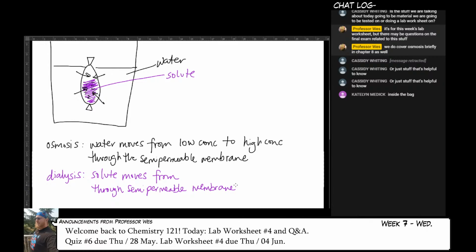So where would the honey go? Or sorry, I'm saying honey because that's what we use when we do this in person. We're going to use a different solution in the video because I couldn't find a video with honey. But where would the purple solute go? Would it go in or out of the bag? Or would it just stay there if dialysis occurs?